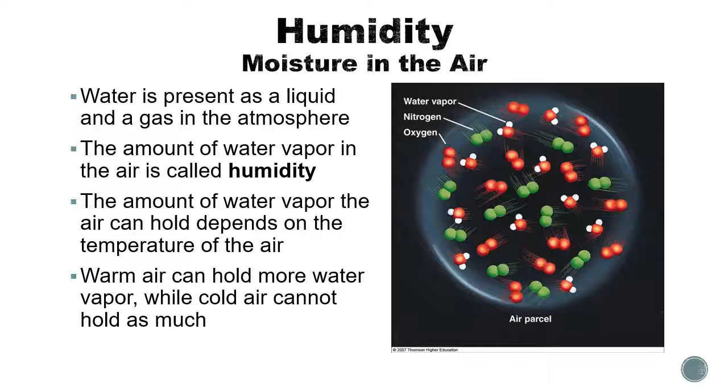So for review, humidity is moisture in the air. Water is present as a liquid and a gas in the atmosphere. The amount of water vapor in the air is called our humidity. The amount of water vapor the air can hold depends on the temperature of the air. Warm air can hold a lot more water vapor and cold air cannot.